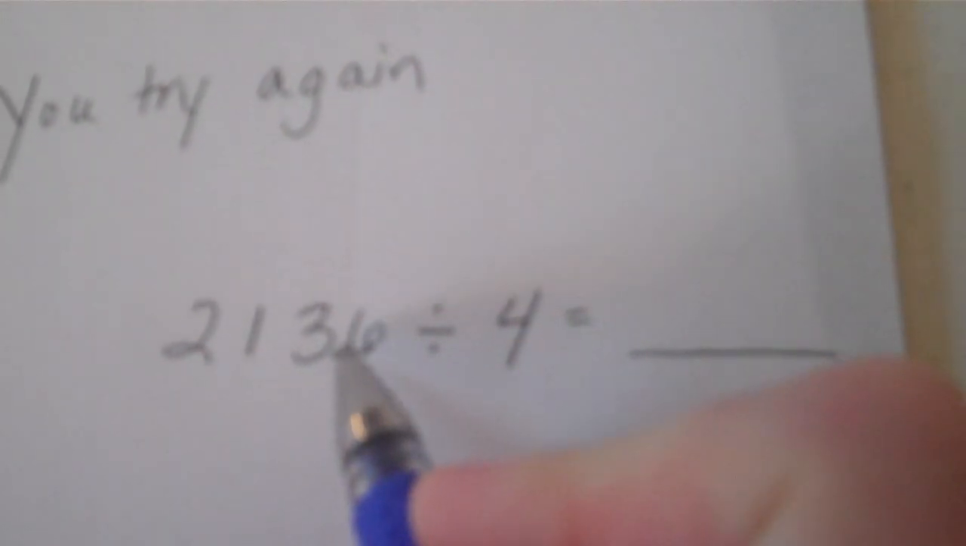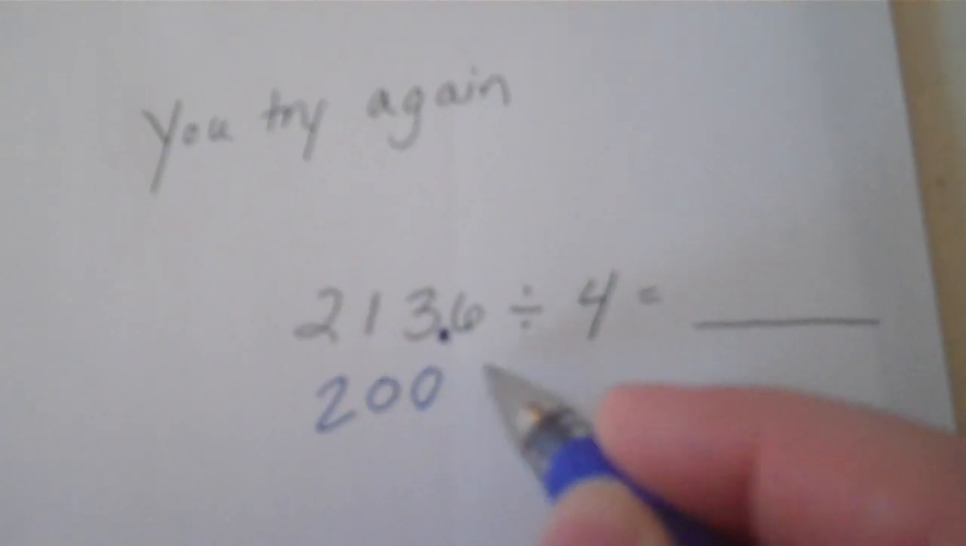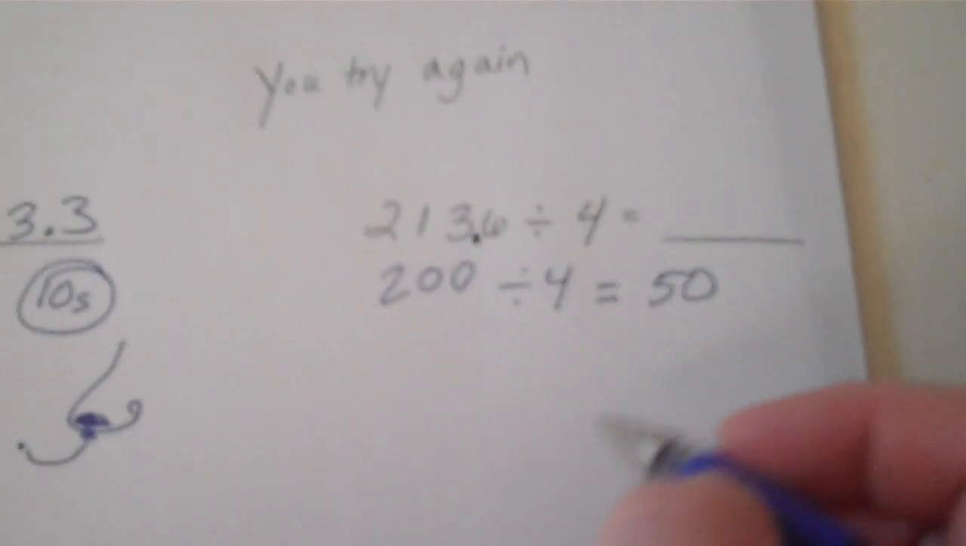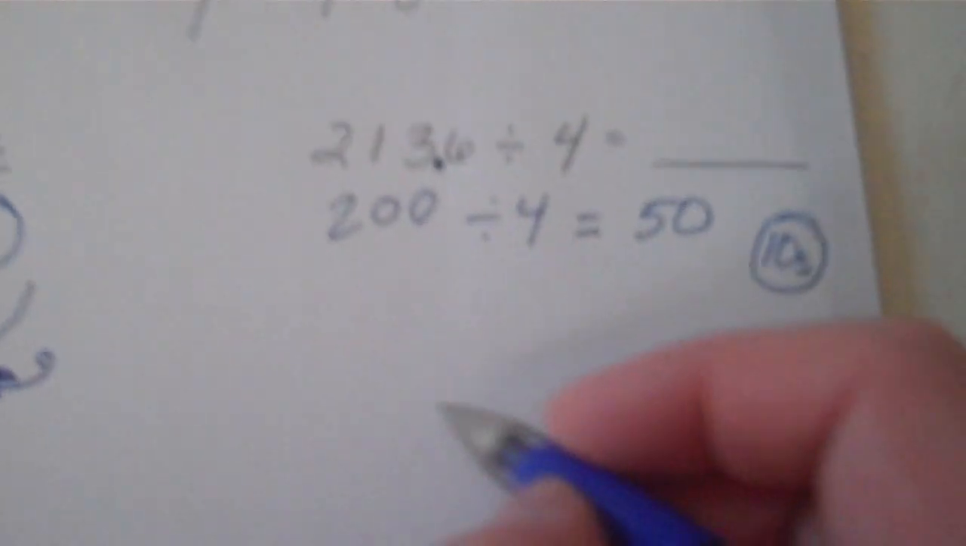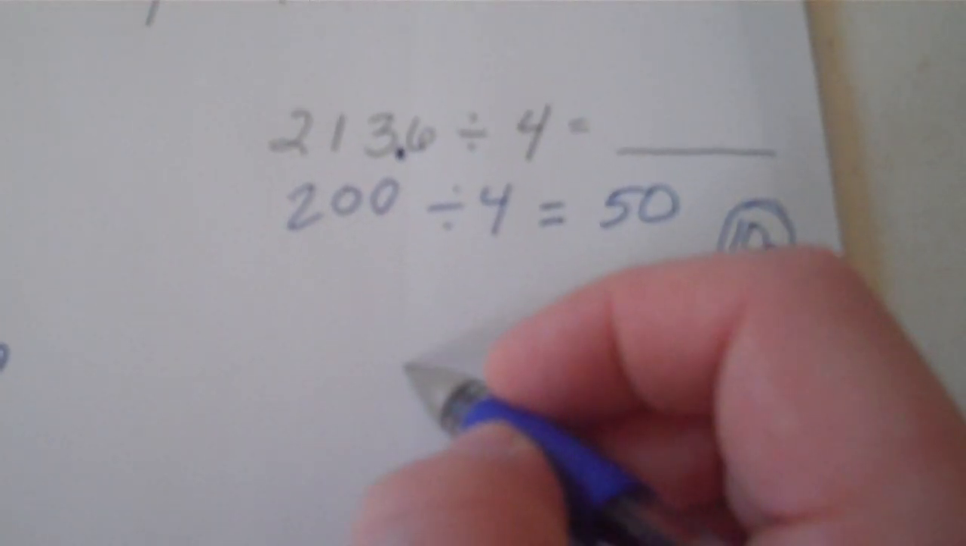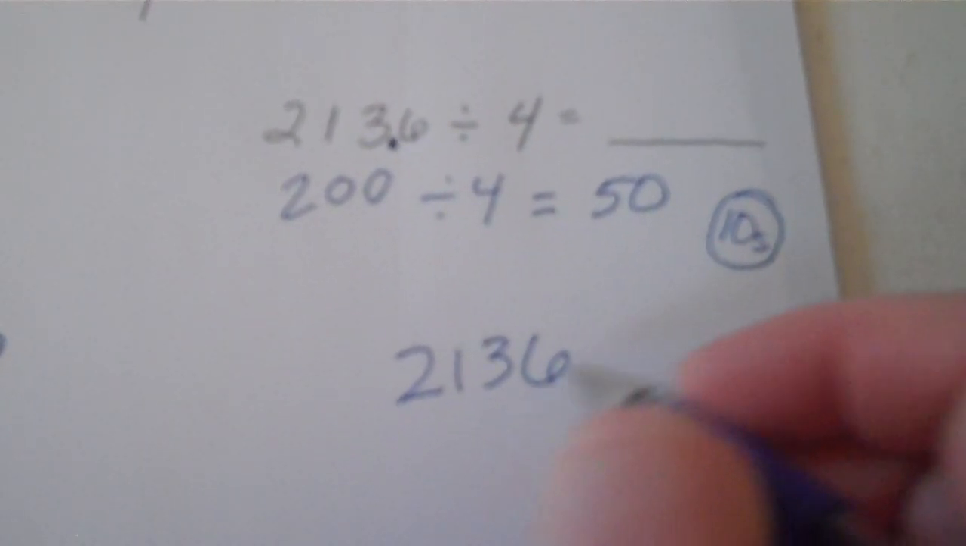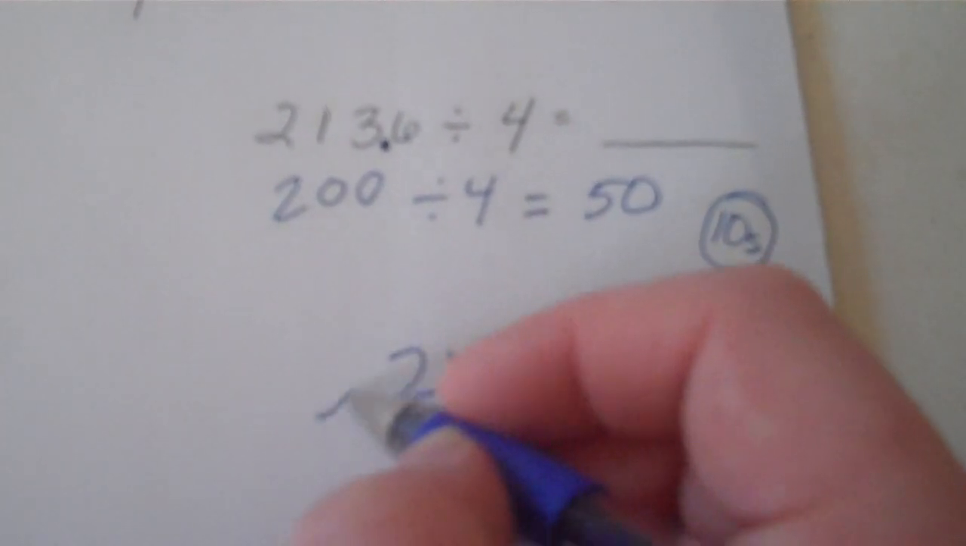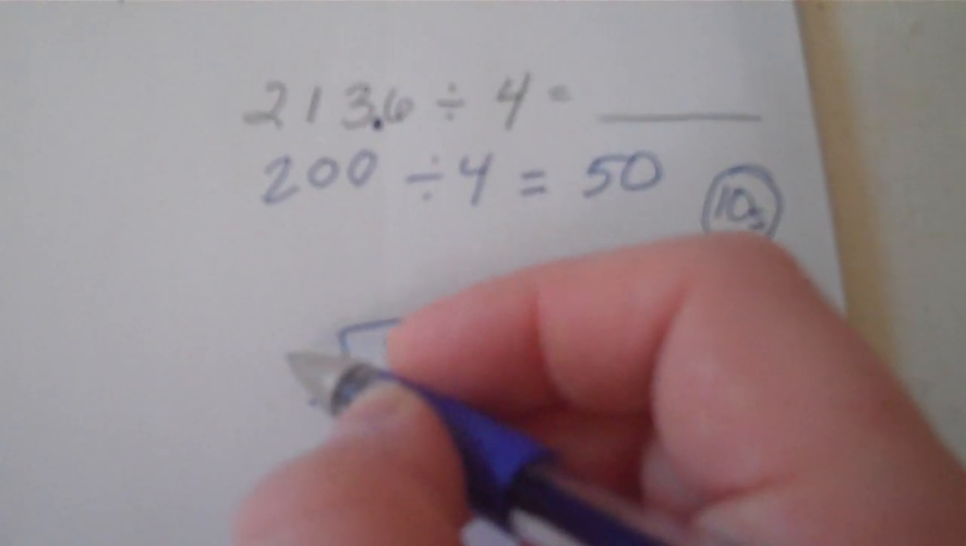Now you try again. 213 and 6/10 divided by 4. There's that decimal right there. Okay, now that you've solved it, let's make a magnitude estimate. 200 divided by 4 would be about 50. So I need an answer that's in the tens place again. Put the decimal up my nose. I go 2,136, decimal in the nose, divided by 4.